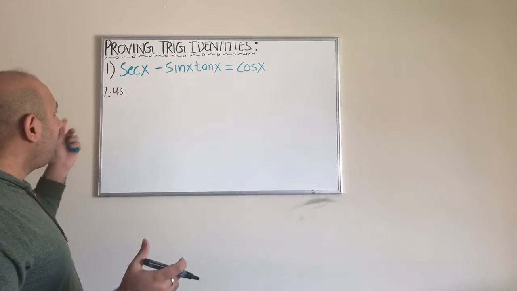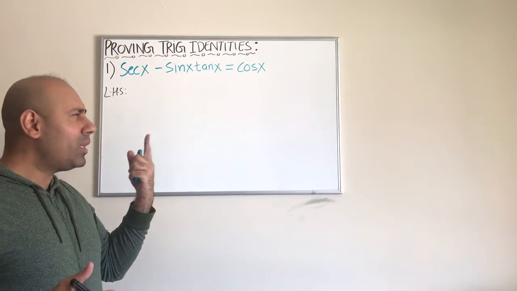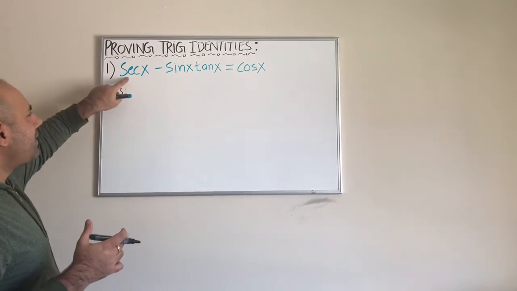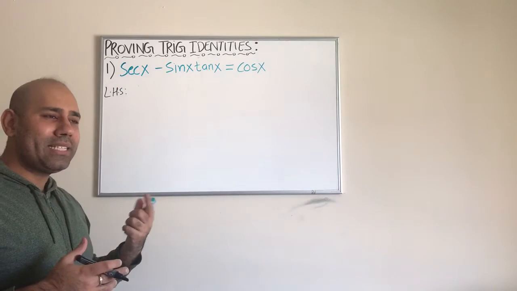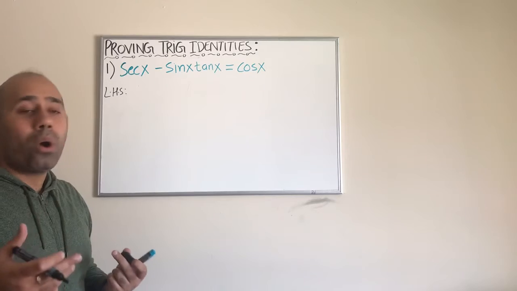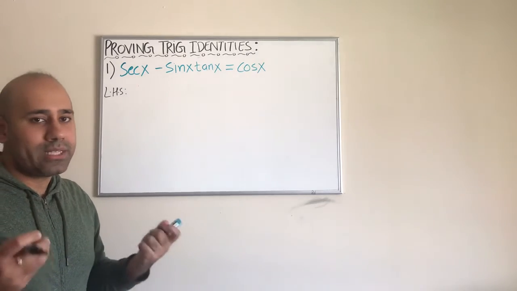So what I'm going to do here is, because in the back of my mind I know that I want a cosine x, what I'm going to do first is I have a secant x, and I know that the secant x is the reciprocal of the cosine x, which you can also see from the formula sheet, or that is something very basic. So that is something you already know.